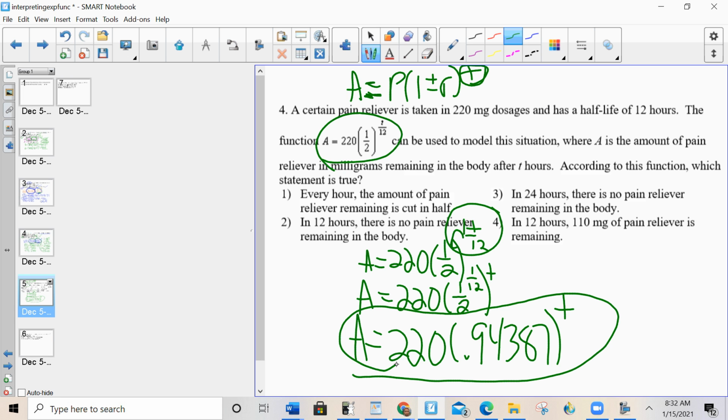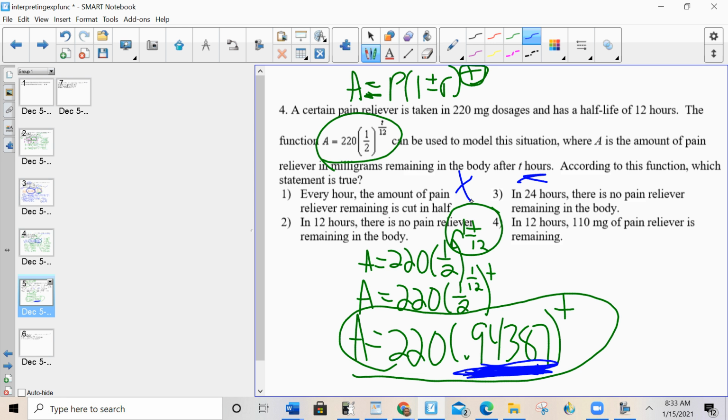Okay, now that you tried number 4 on your own, let's go through it. Every hour, the amount of pain reliever, and I'm guessing t is hours here? Yes. Every hour, the amount of pain reliever remaining is cut in half. No, it is not cut in half. It is decreasing by about 5 or 6%. Because this is 1 minus, if it's maintaining 94%, it's losing 5 to 6%, not 50%. That's not correct. If you looked at the original and you saw that 1/2, yeah, it looks like the rate is 1/2, but again, you need just the t in the exponent.